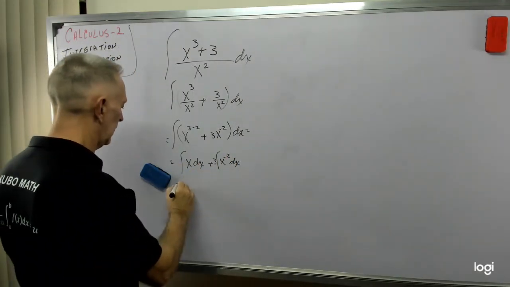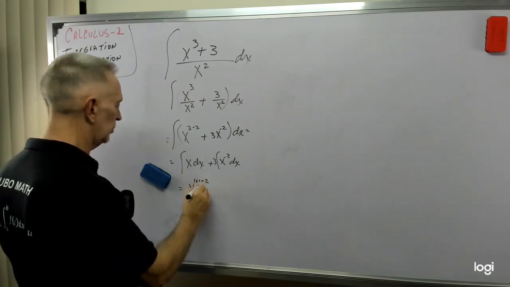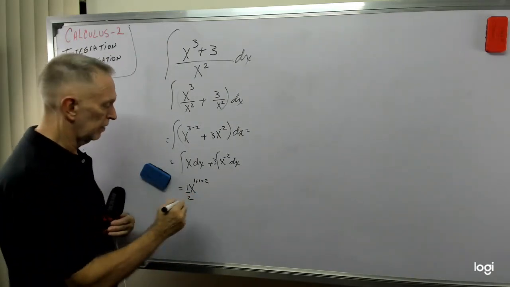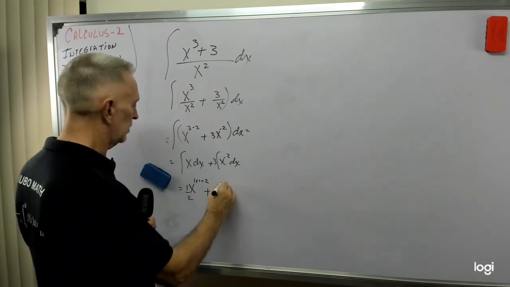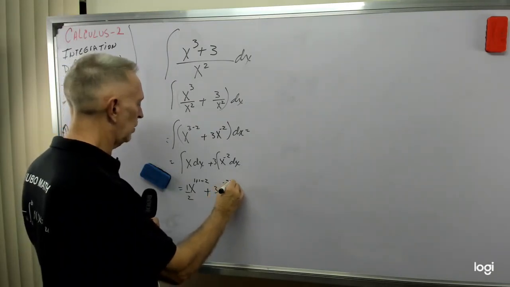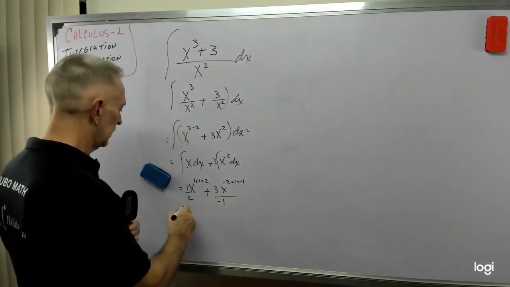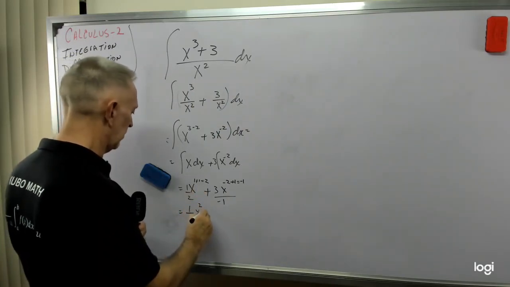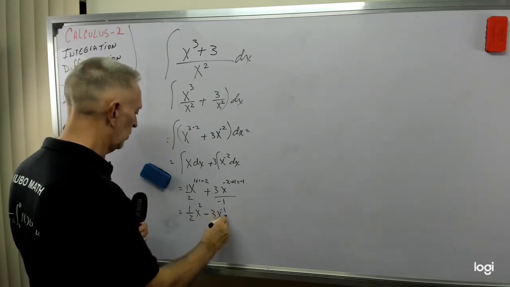Okay, now that equals x to the 1 plus 1, which is 2, divided by 2, or multiplied by 1/2, plus 3 times x to the minus 2 plus 1, which is minus 1, and I'm going to divide by minus 1. So that's 1/2 x to the 2nd power minus 3x to the minus 1 plus c.